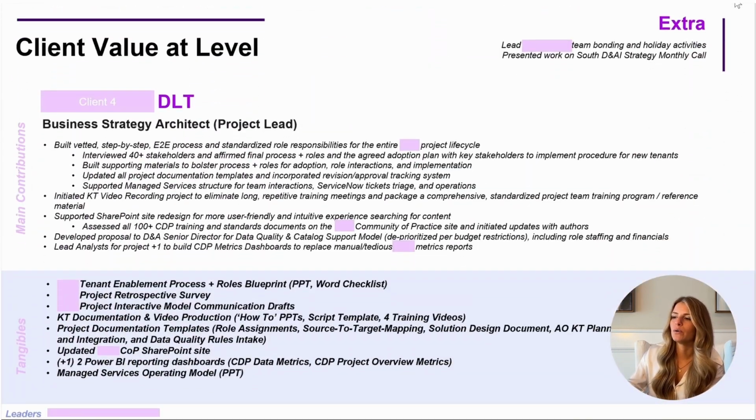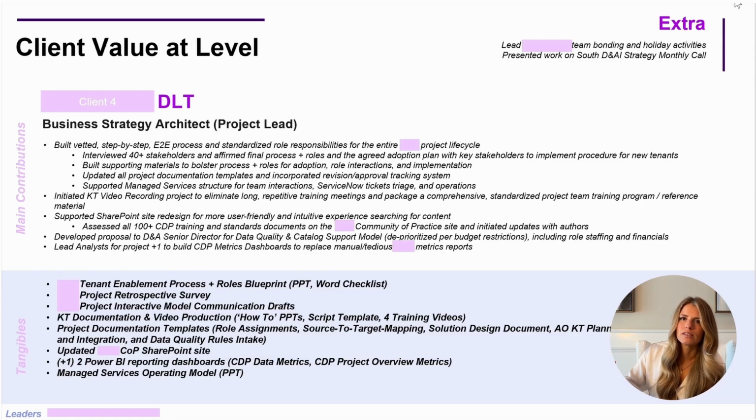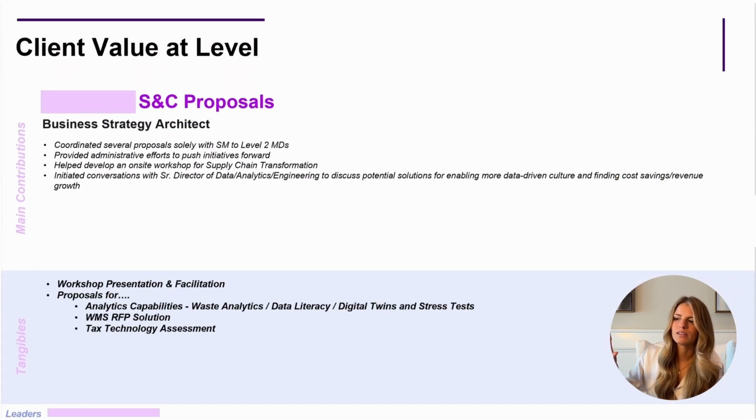So again, I'm not going to go into all the details here, but you can see I have the client value at level. So this is a project that I did. I have my main contributions up top, I have my tangibles at the bottom, and then I even have the leaders on the project. And at the top, I just had extra on that project. And then I had the client value at level. Just for these, I broke it up into two separate slides, because at this point I was only working on two projects at that time.